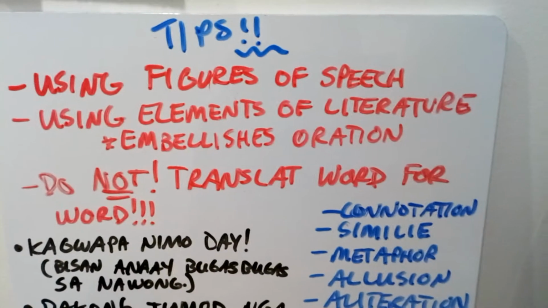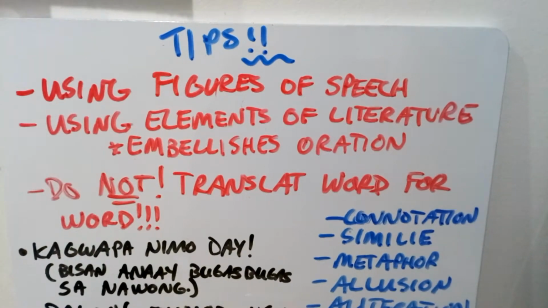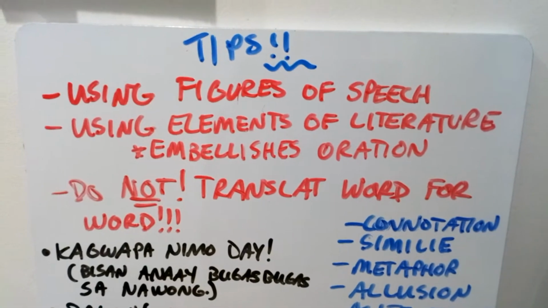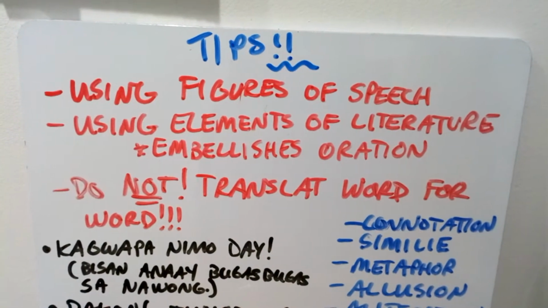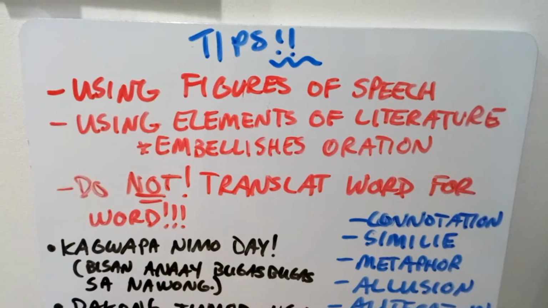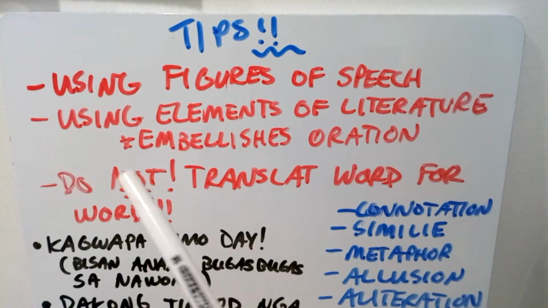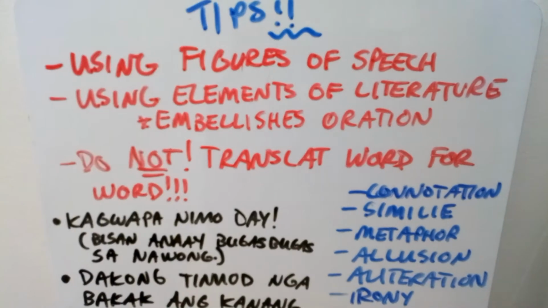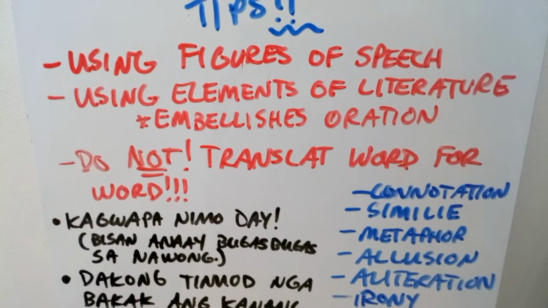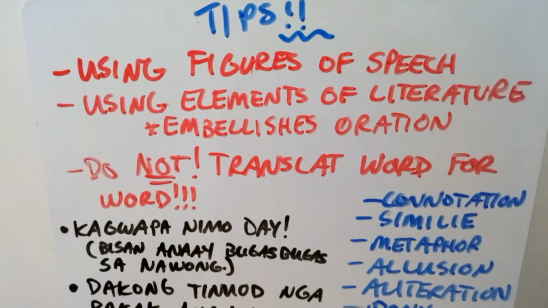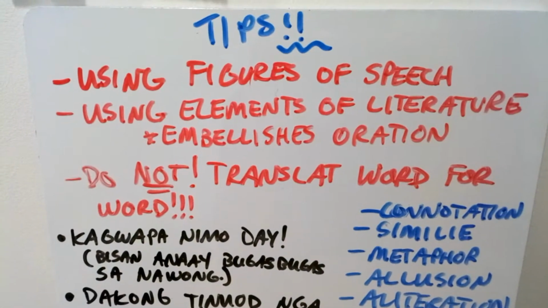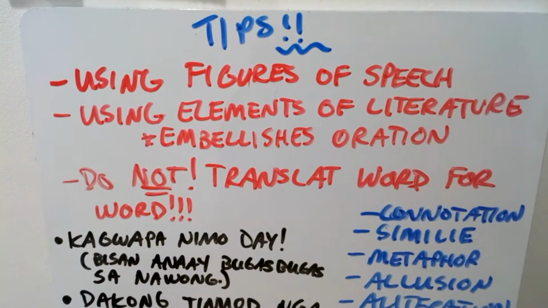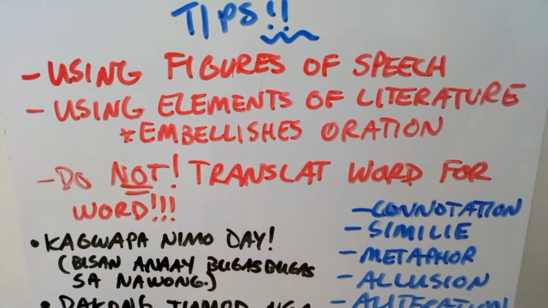So the first one we have here is using figures of speech, right? Figures of speech, things like similes, metaphors, onomatopoeia, irony, stuff like that. Or using elements of literature, like irony, alliteration, those things that can help you embellish oration, or in other terms, embellish or beautify your speech and how you present yourself, right?